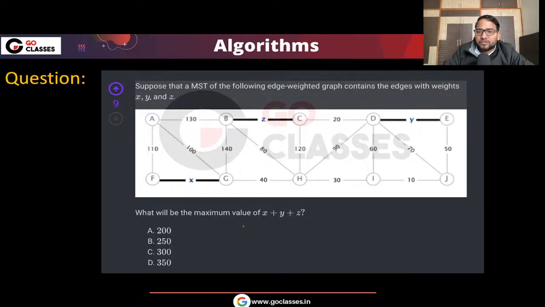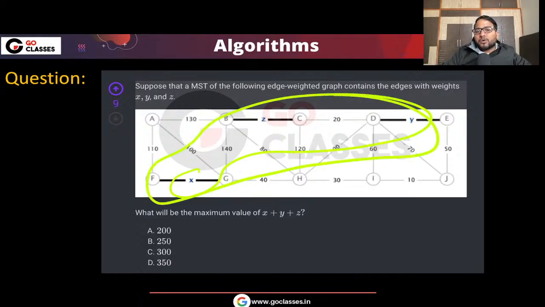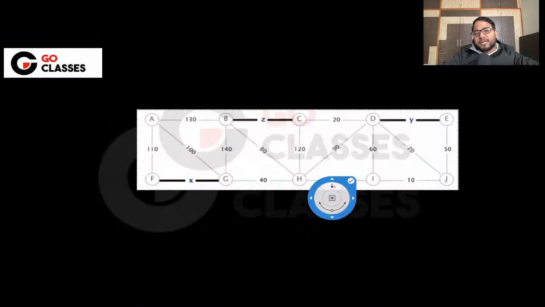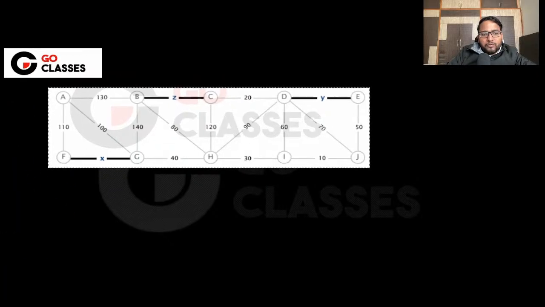Yeah. So let's just solve this question. See, they are saying that XYZ is already part of the MST. It is given to you that XYZ is already part of the MST. Then what will you do to solve this question? See, if XYZ is already part of the MST, then let's see what other edges will be there in the MST, right? So how many vertices are there? Can you count the vertices?